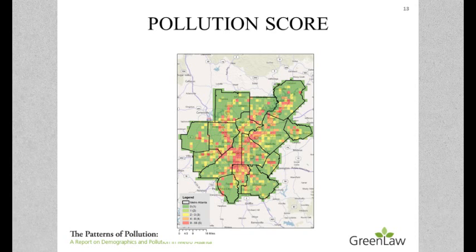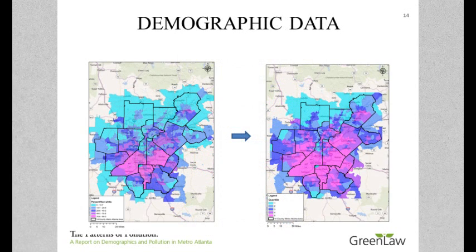So this is the first part. This is pollution data. From there, we had to tackle demographic data. The map on the left shows the percent non-white population for our study area on the census tract level.